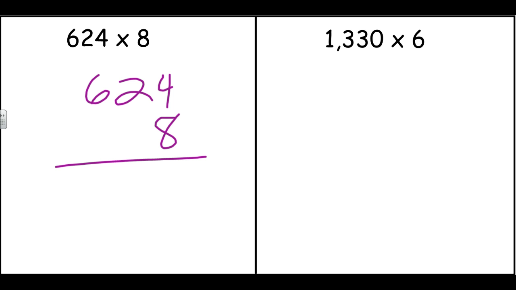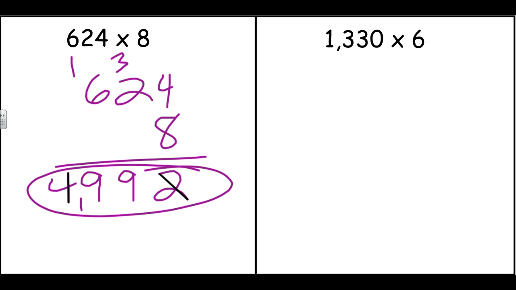So now 624 times 8, let's set that up here. 4 times 8 is 32, with an extra 3. 8 times 2 is 16, plus 3 extra 10s makes 19, and an extra 1. 8 times 6 is 48, plus 1 is 49. And so our product is 4,992.